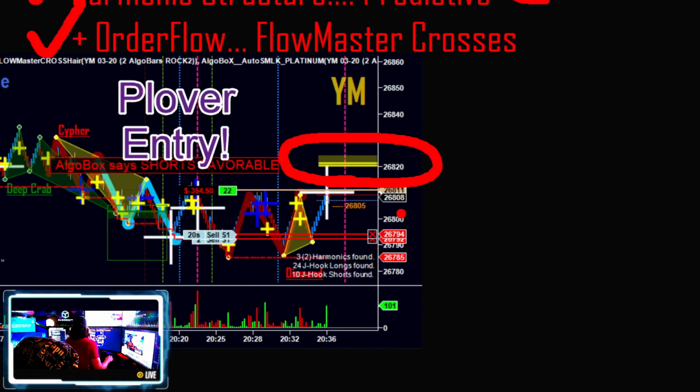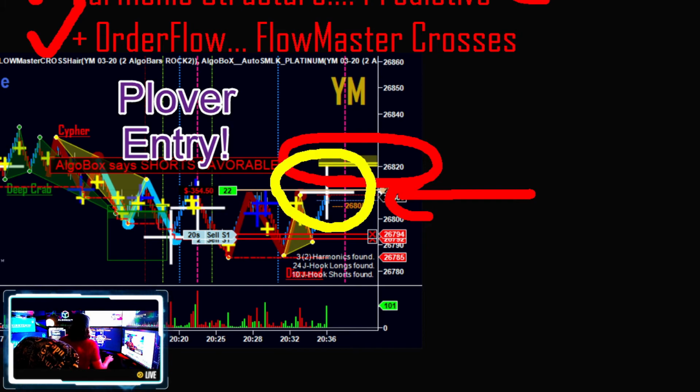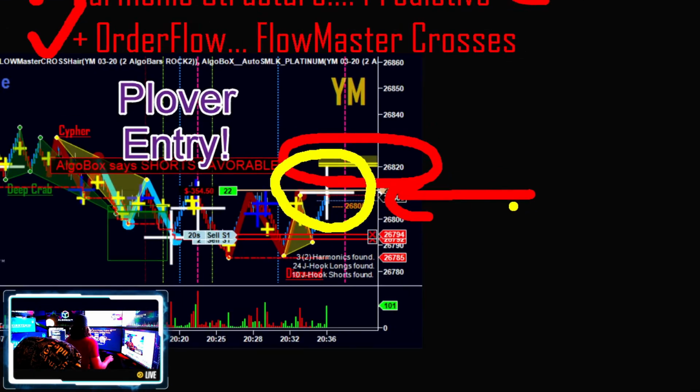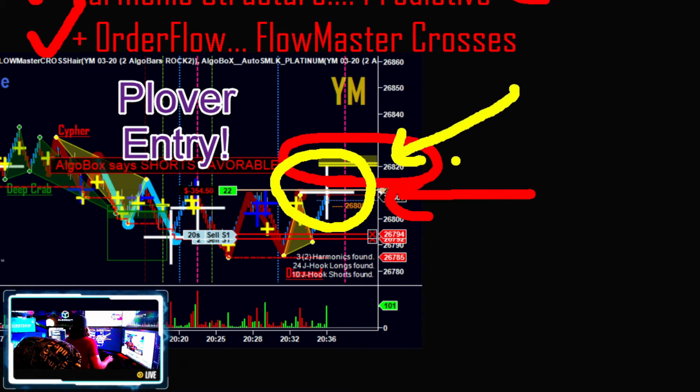Here's how it works. You need an entry on the FLOWMASTER order flow cross. This is the white cross, but what we're using here to combine this inside of the Plover strategy is the combination of the FLOWMASTER cross being your entry point and the target being the predictive harmonic PRZ. We are executing entry right here. We are targeting right here. Hence the scalp, right?